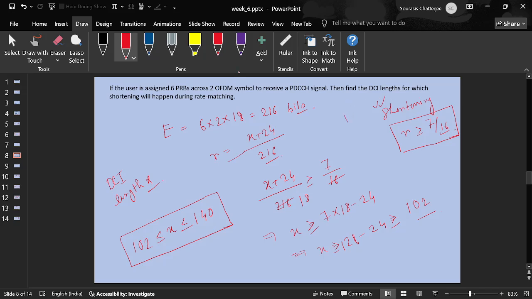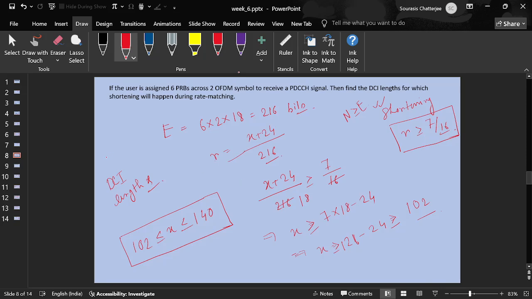So first of all, your N should be greater than E, right? That is, the number of bits you have generated at the output of the polar encoder should be greater than the number of resource bits allocated, because in that case you have to drop certain number of bits. And what is the criteria for when do you do shortening, or remove the bits from the end? When your rate is higher than 7 over 16, right?